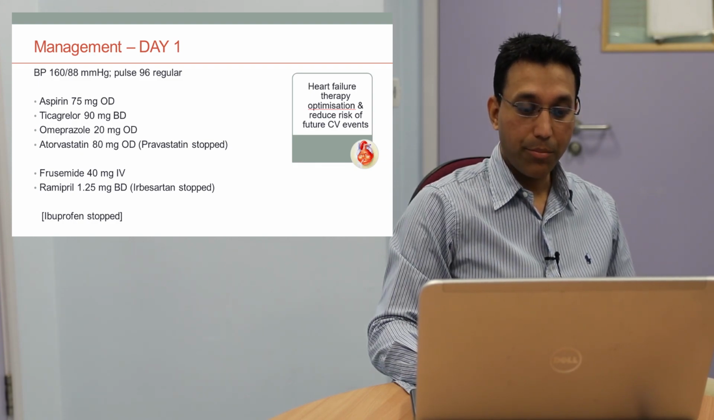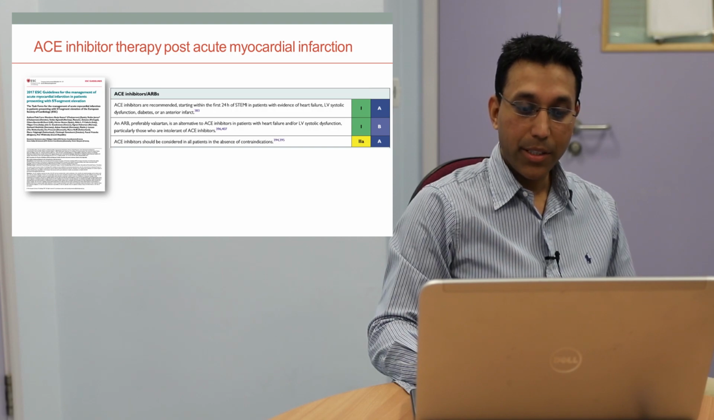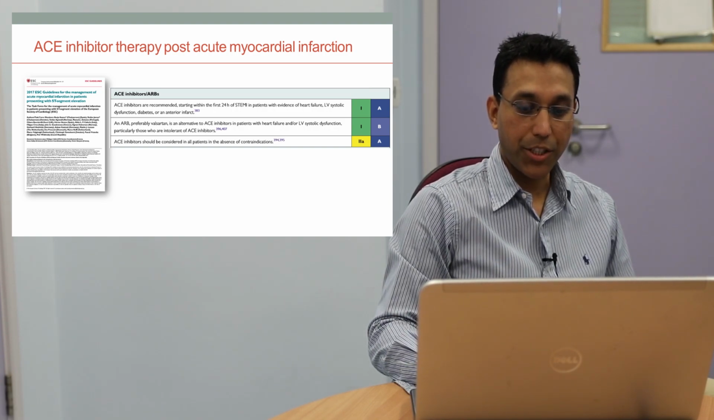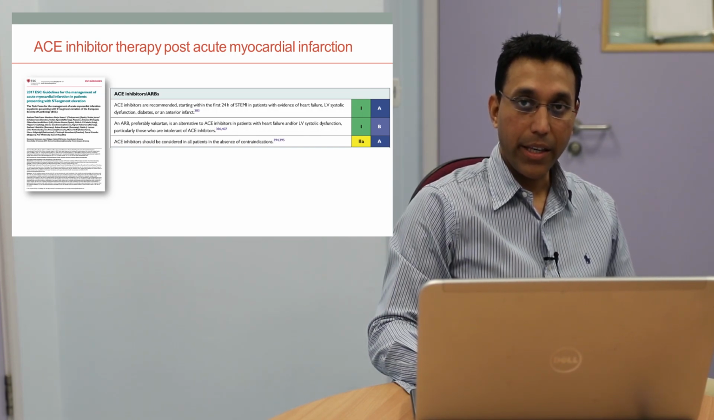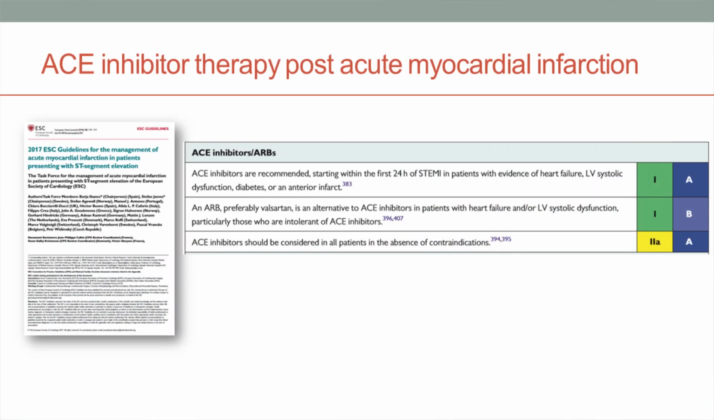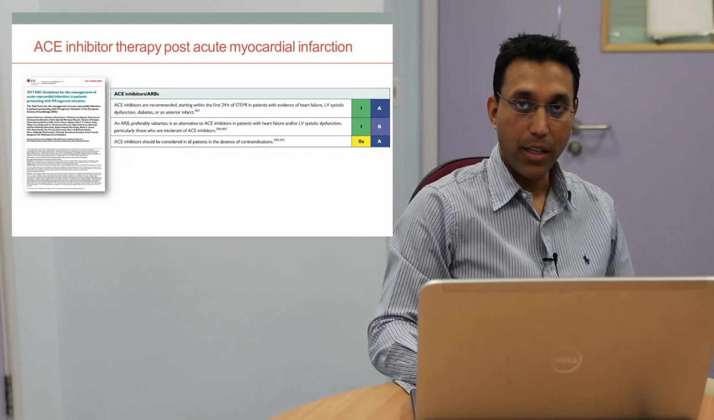Ramipril was also started in place of irbesartan, and intravenous furosemide continued. Now, ACE inhibitors are recommended in patients with reduced left ventricular ejection fraction, that's to say less than 40%, who've experienced heart failure in the early phase. This is a class 1A indication, and if not tolerated, an ARB such as valsartan can be considered, with evidence from the Valiant trial.